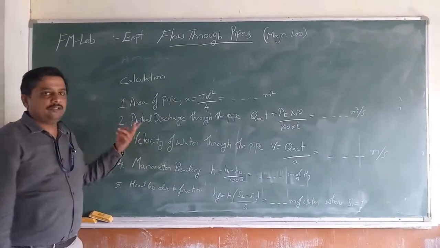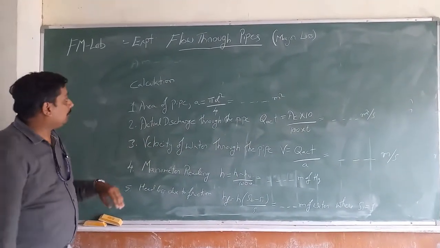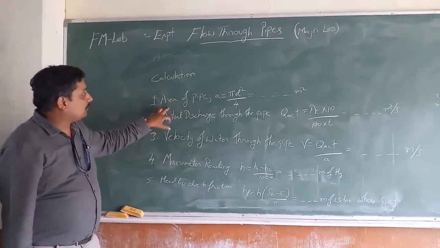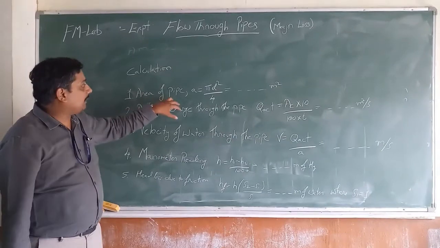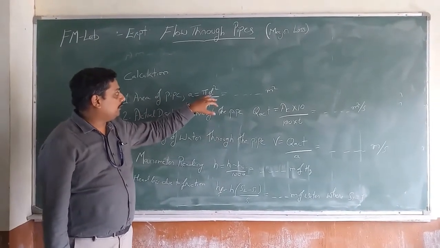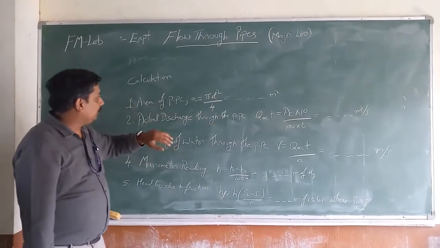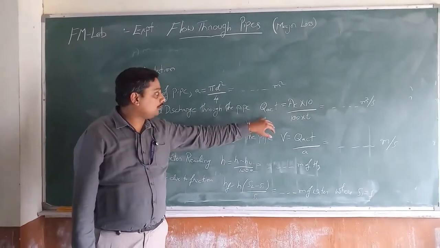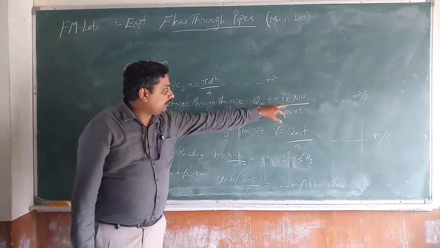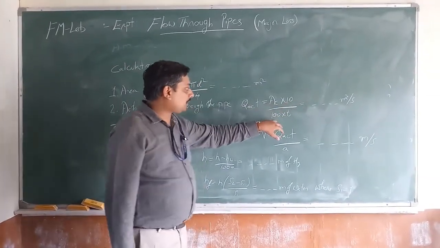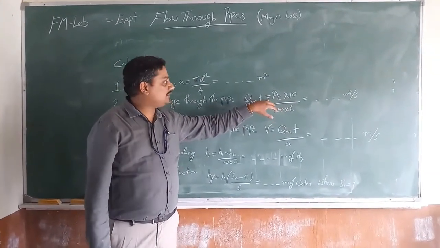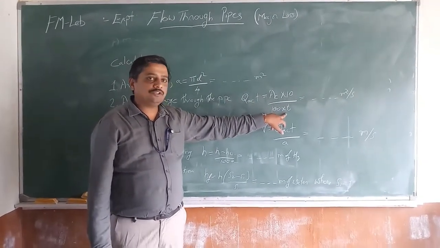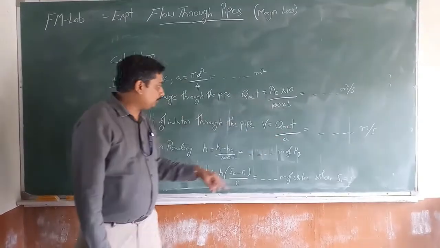Now in the next part we need to do the calculation part. In that these are the few formulas. First, the area of the pipe A equals pi d square by 4. So that you need to calculate. The actual discharge you need to calculate. So actual discharge Q actual equals Ac into 10 divided by 100 into T. Ac is nothing but the area of the tank itself. T is the time we should record while conducting the experiment.